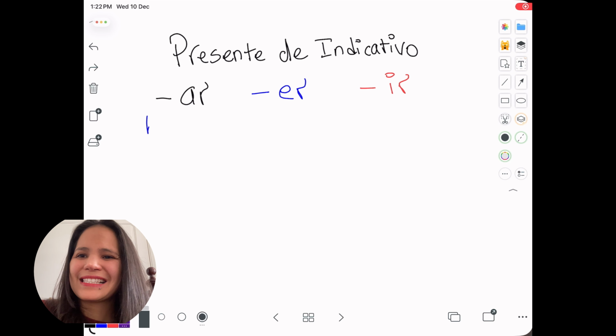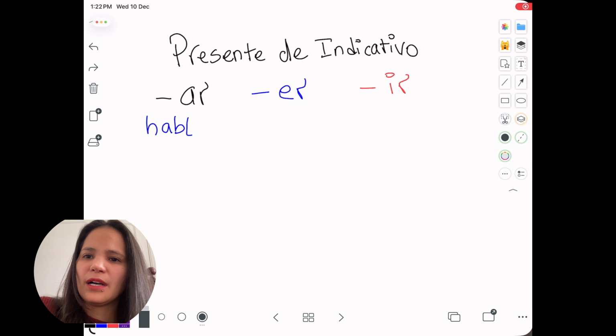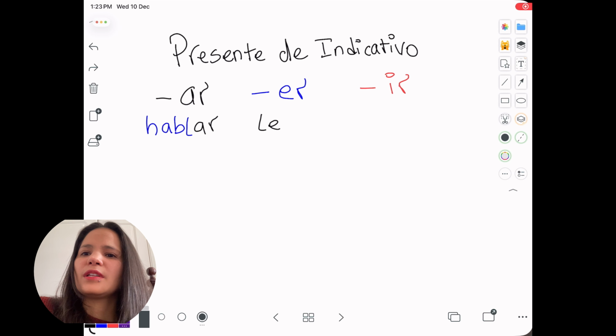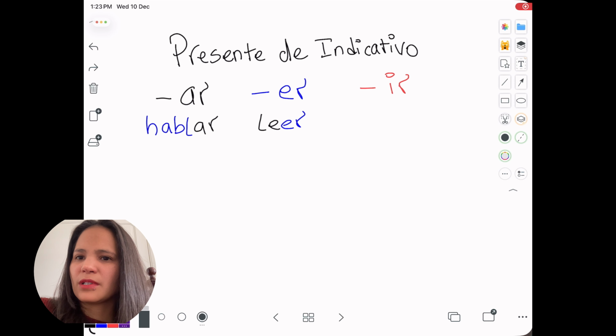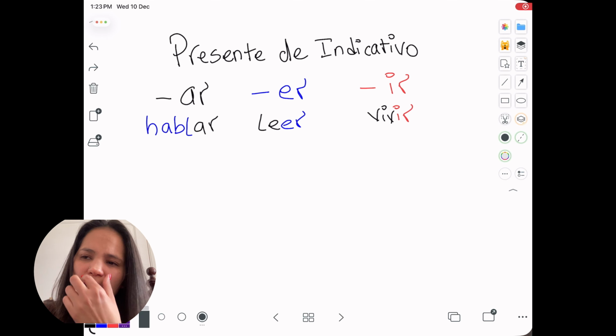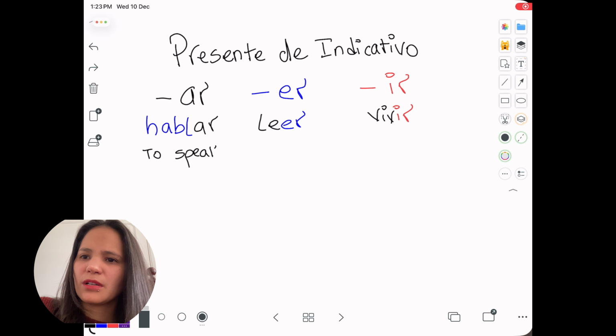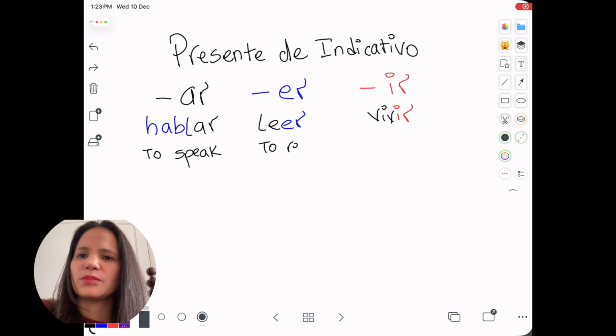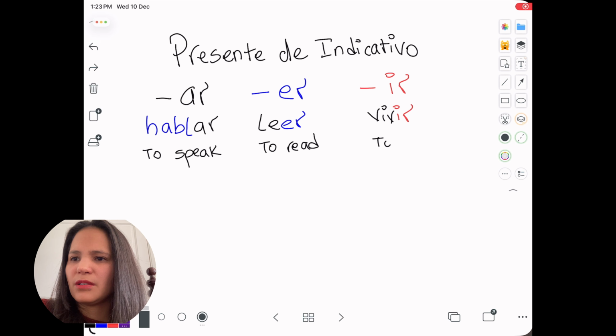Okay, so let's take, for example, the verb hablar for our first group. Then the verb leer for our second group. And finally, the verb vivir for our third group. Hablar, which means to speak. Leer, which means to read. And vivir, which means to live.